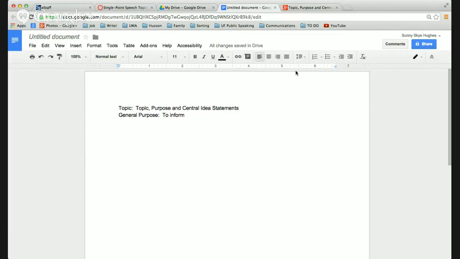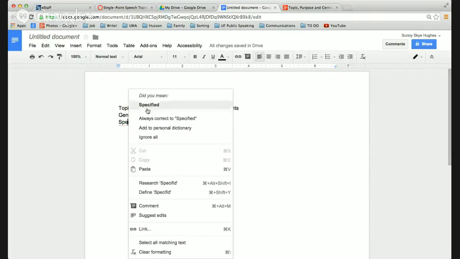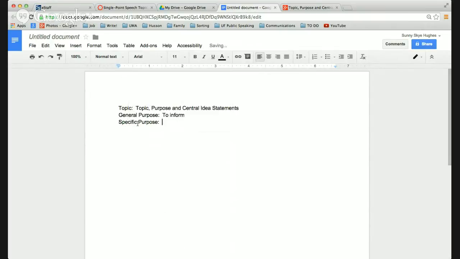The only time that we really get into persuasion is with our persuasive speeches. So as a default, you can always type to inform. You then want to let us know what your specific purpose is. And my specific purpose for this speech is going to be to show students how to write topic, purpose, and central idea statements. We'll throw on effectively as opposed to writing them ineffectively.